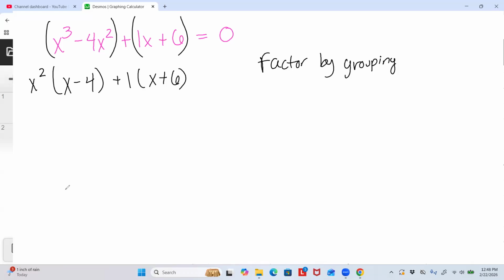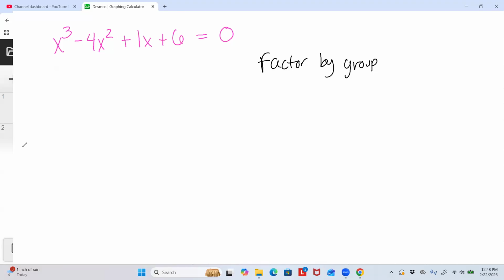Now this has failed. This is not a good strategy here because the trick to factor by grouping is that the leftover pieces have to be the same. And these are not. So we cannot do this. It's worth a try though. It just did not work here. So we are not going to factor by grouping. Didn't work. So we need to use the rational root theorem.